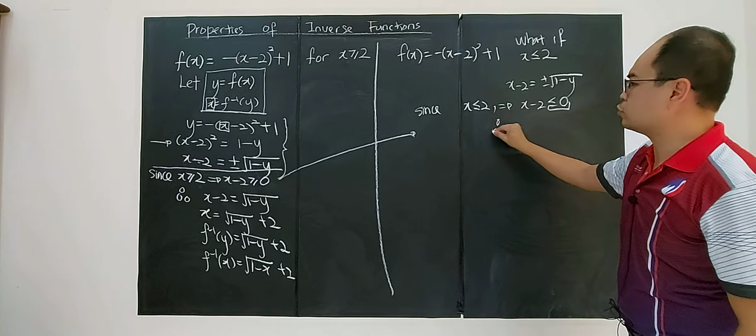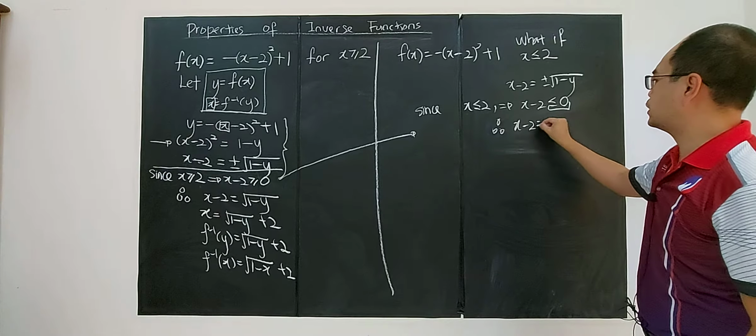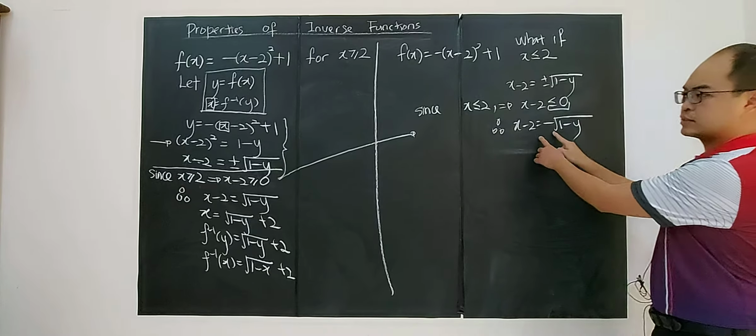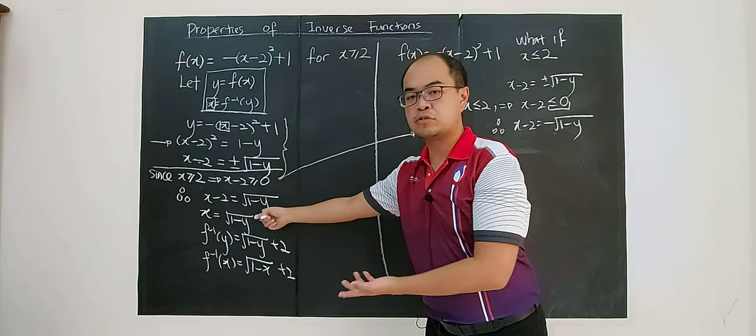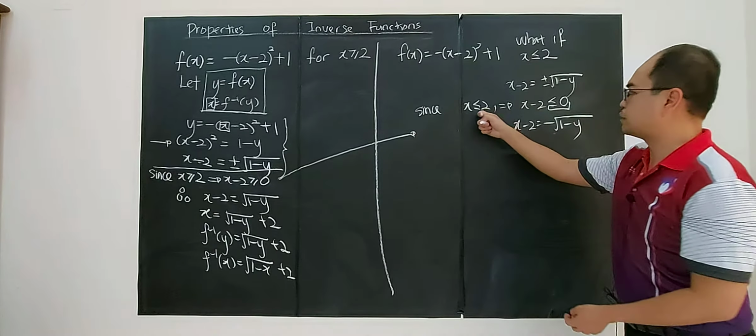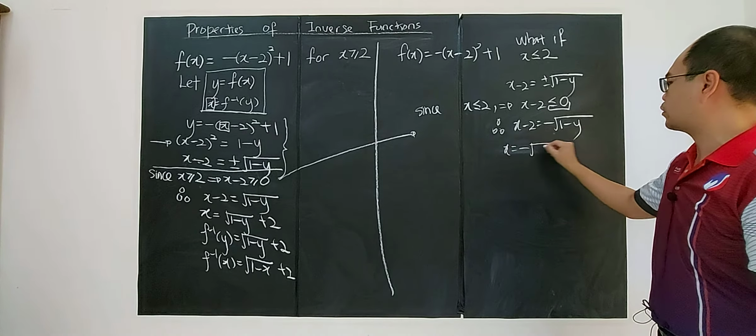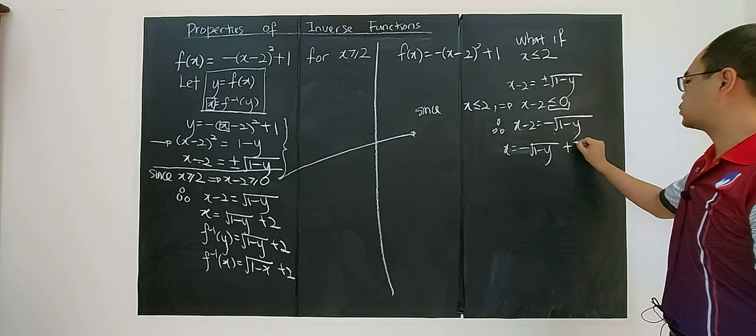So then you have to choose x minus 2 to be negative square root of 1 minus y. Can you see the difference? This is negative and this is positive. Why are you choosing positive? Why are you choosing negative? It's because of the range given here. So then you know that x will be negative square root of 1 minus y plus 2, right?